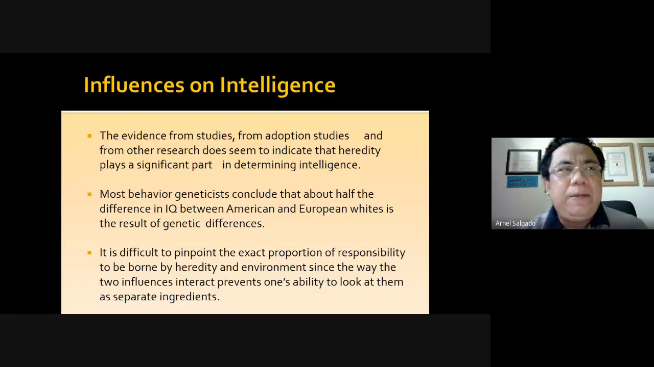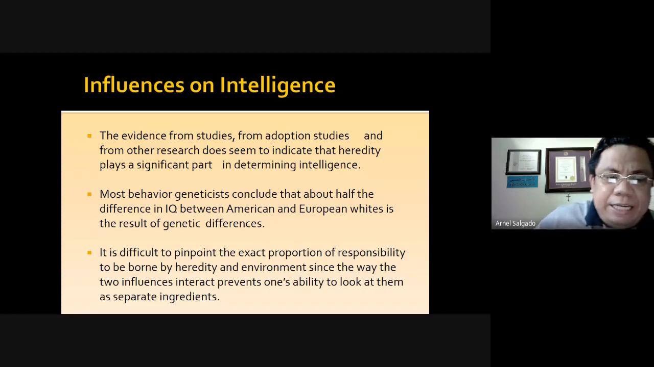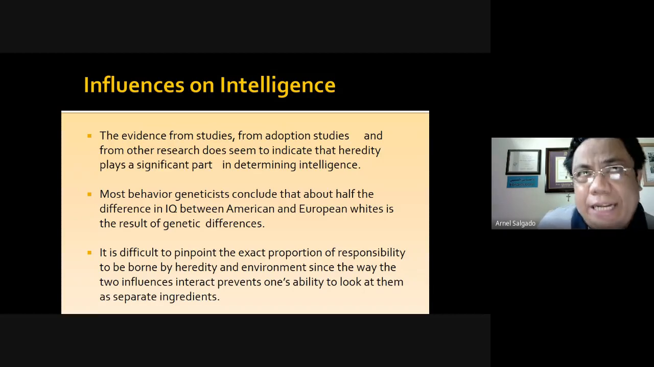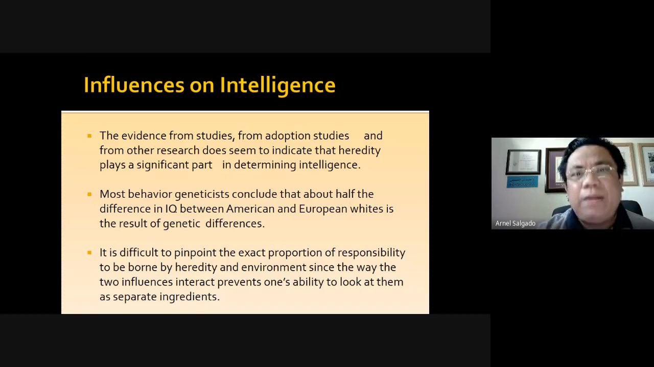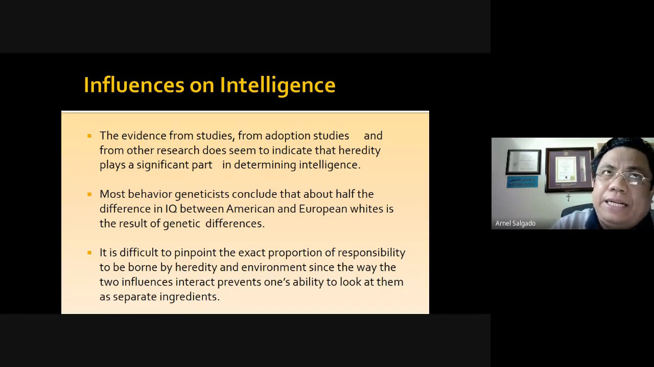Now, the evidence from studies, from adoption studies, and from other research seems to indicate that heredity plays a significant part in determining intelligence. Now, they're trying to prove right now the conflict between nature and nurture. So many psychologists are always telling that intelligence may be acquired from the genes of your parents. Therefore, genetics will play a very important role. Heredity will play a very important role. Therefore, it seems that nature could win over nurture in this definition on the influences of intelligence. So evidence would show that heredity would play a very significant part in determining intelligence.